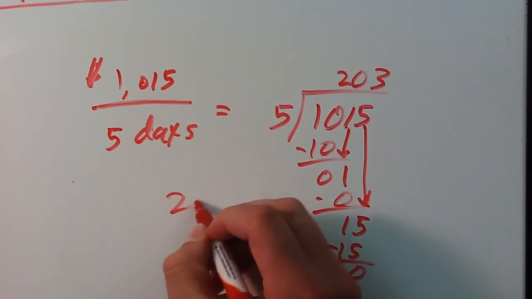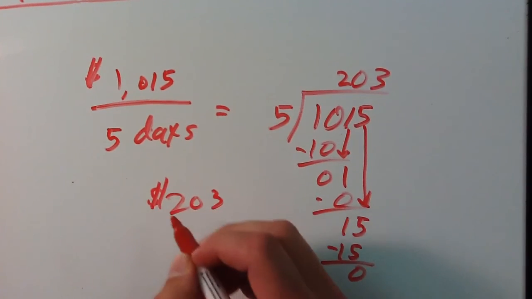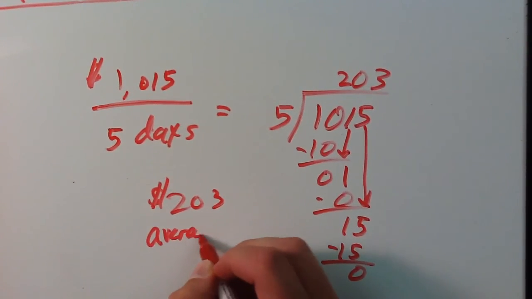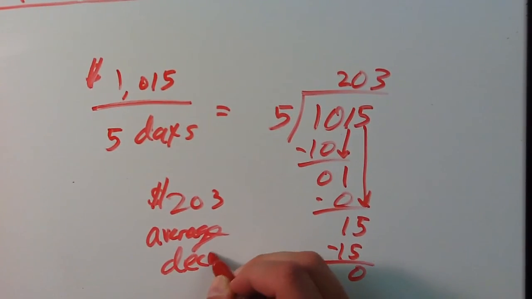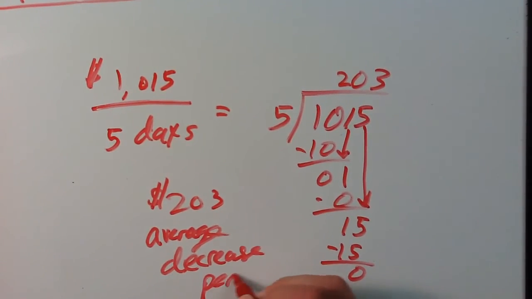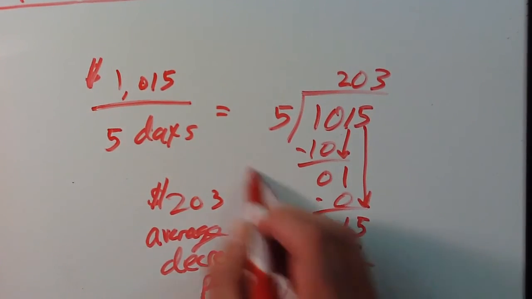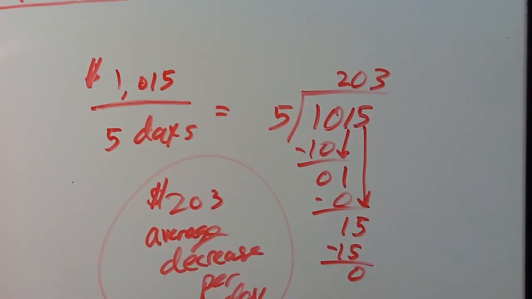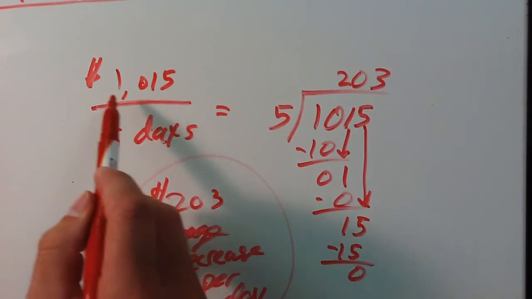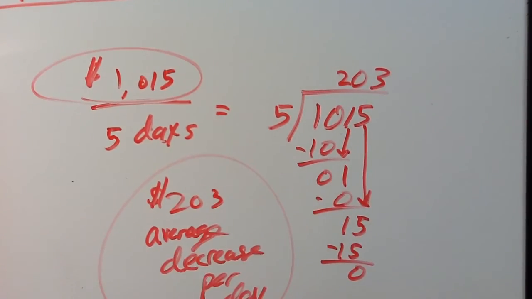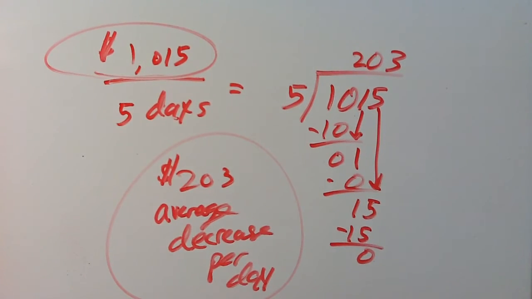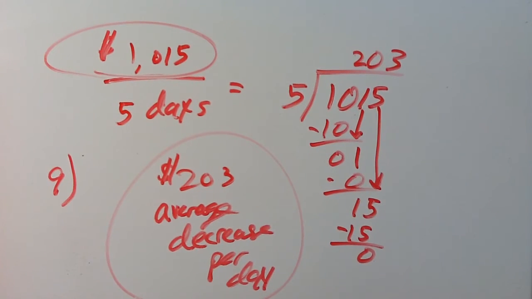And so what is the average decrease per day? Well, it's $203 average decrease per day. That answers our question. It went down $203 for 5 days, which tells us in total went down that much. Okay, you go on. That was number 9. Number 9, $203 average decrease per day. Go on to number 10. Last one, number 10, you try it on your own. Come back to the video once you've tried it.